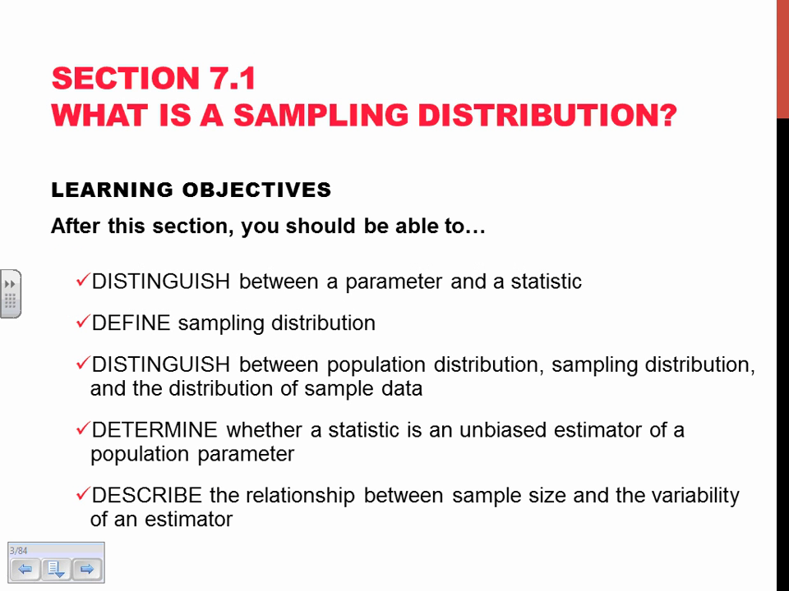Our learning objectives are the following. Distinguish between a parameter and a statistic. Define the sampling distribution. Distinguish between population distribution, sampling distribution, and the distribution of a sample. Determine whether a statistic is an unbiased estimator of a population parameter, and describe the relationship between sample size and the variability of an estimator.